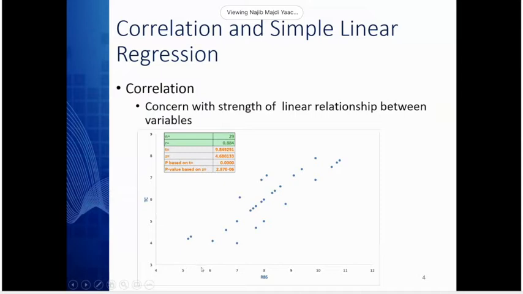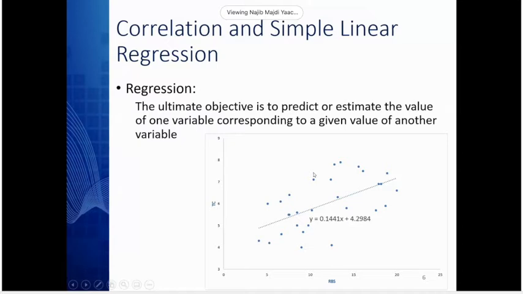Okay, for example, if the random blood sugar increased by 1 unit, how much increase in total cholesterol? For regression analysis, the ultimate objective is for prediction or to estimate the value of one variable corresponding to a given value of another variable. So here you can see that for a regression analysis, you need to have a regression line. The regression line, we call it the best fit line. And the regression line can be represented by a regression equation.